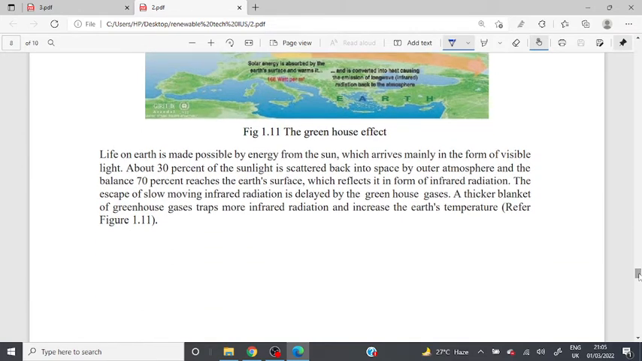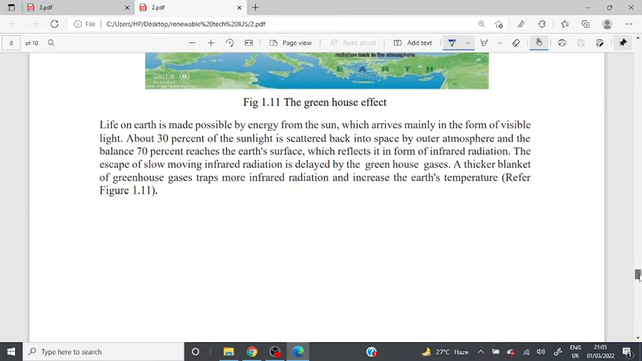Now, life on Earth is made possible by energy from the sun, which we all know is our main source of energy that makes our solar system work. It arrives mainly in the form of visible light that we can see, but inside the light there are also many other wavelengths that we don't see that give energy as well.